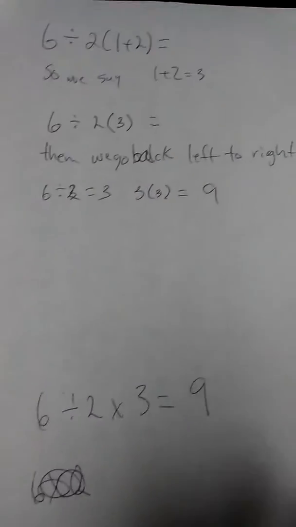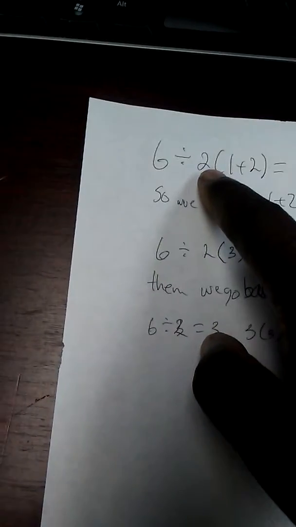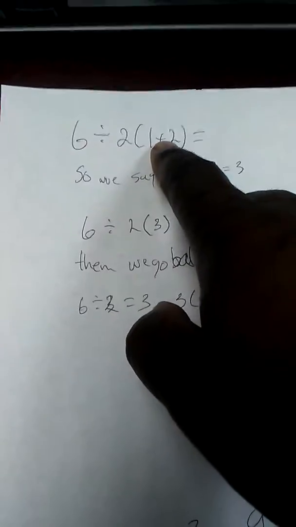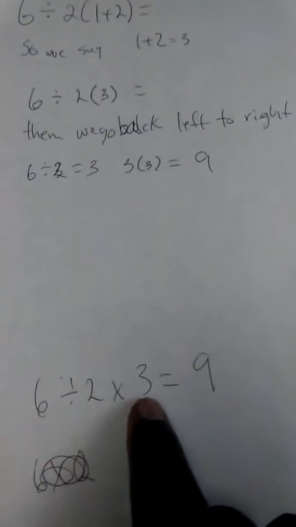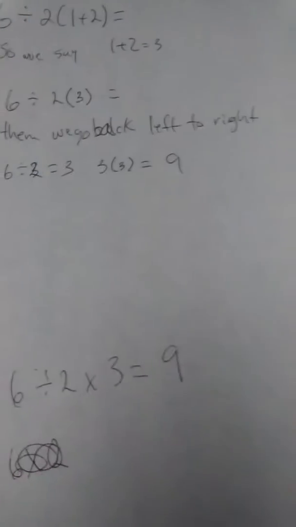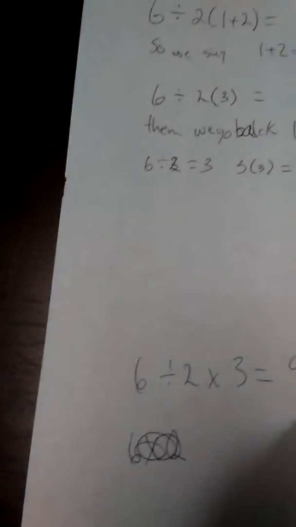And then some people get 1 because they want to go back up here and say 1 plus 2 is 3, and they say the 3 is still inside the parentheses, so they multiply the 2 by the 3 and they get 6, and 6 divided by 6 is 1. But the parentheses is satisfied once you add 1 and 2 together, so really there is no parentheses. You get 6 divided by 2 times 3 equals 9. So PEMDAS in this situation, in my opinion, will always render 9.